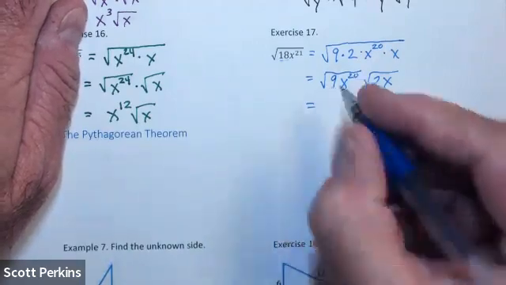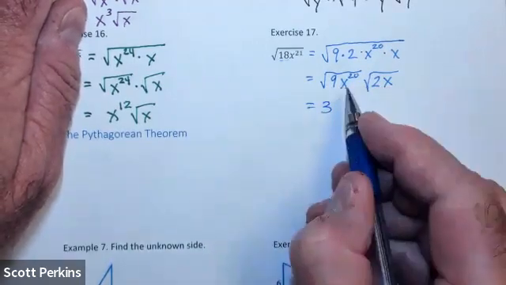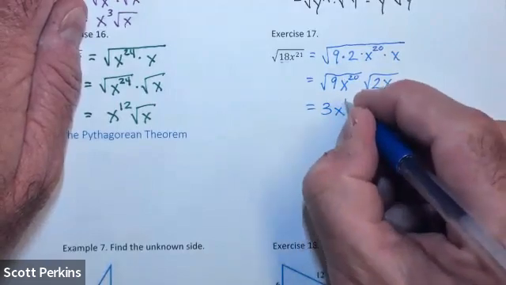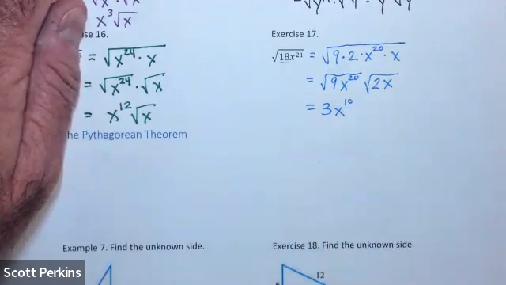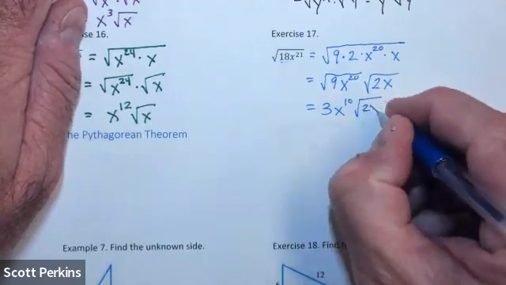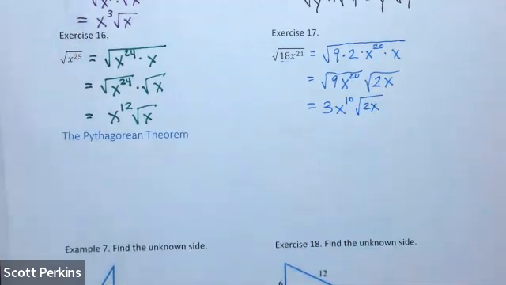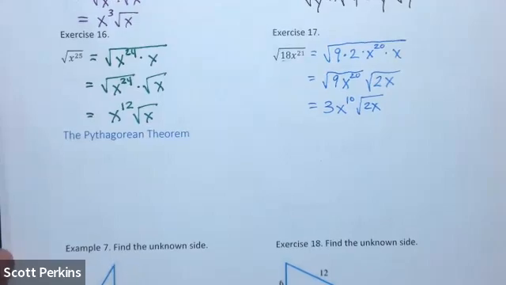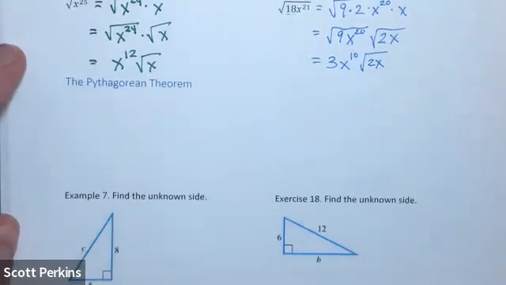The square root of 9 is 3. The square root of x to the 20th is x to the 10th. No more radical for those. We did the operation. The 2 and the x, we can't do anything with, so it stays under the radical. So there's going to be 3 or 4 problems in your homework. I got 1 or 2 of those on the test that you're going to take, in addition to some of the other ones, just as we practice the product rule of radicals.